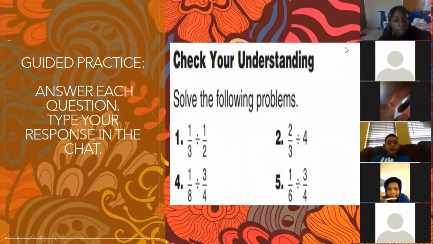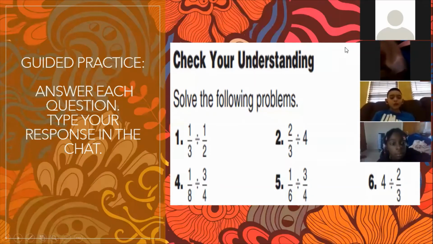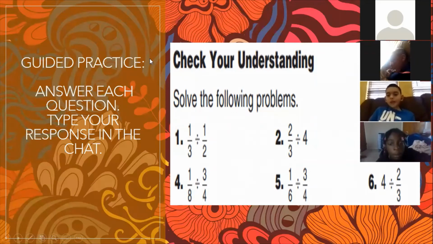Work on checking your understanding. We're gonna do some guided practice. I want you to answer each question. You can answer it on paper and pencil, and then type your response in the chat. I'm gonna put up a 4-minute timer. I want you to do as many problems as you can in 4 minutes, and then we will review 2 of these, okay? I won't tell you which ones we're gonna review now. Just do as many as you can in 4 minutes.